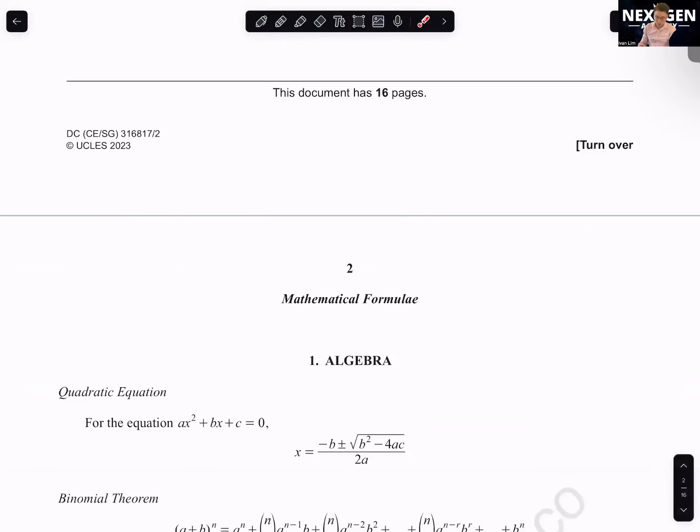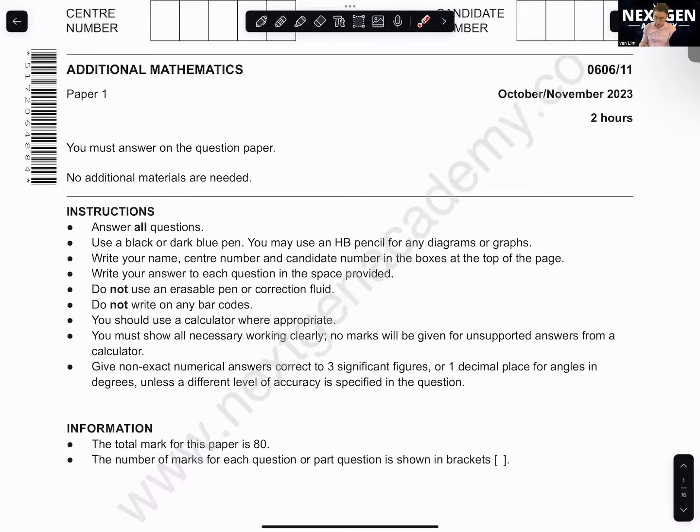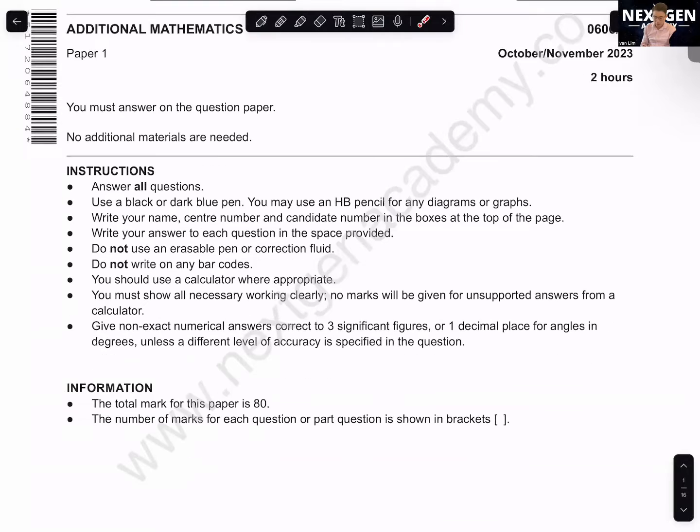So what are the things that we need to take note of? 3 significant figures, 1 decimal place for angles. When you draw a graph, if there are questions here that involve drawing graphs, please use an HB pencil, don't use a pen. For the other questions, use a black or dark blue pen, please don't use your pencil to do the questions here. The whole thing is 80 marks.